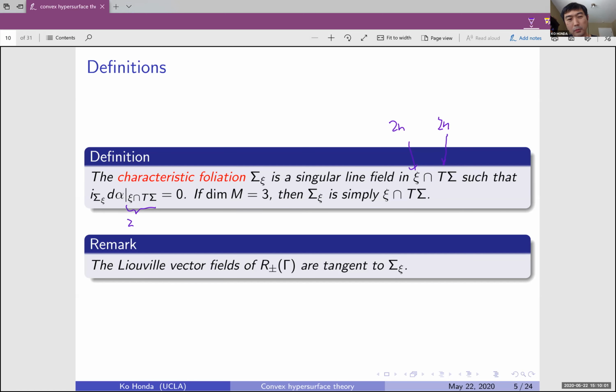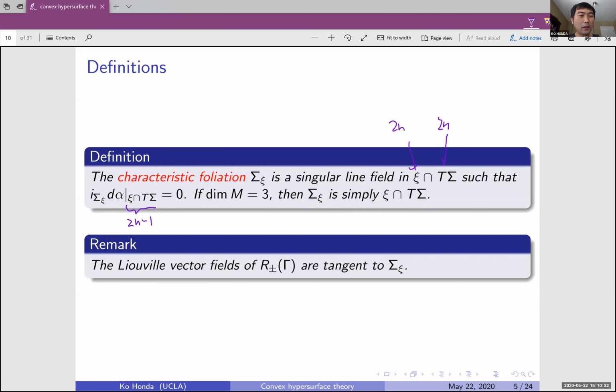Right, generically, it's 2n minus 1 dimensional. And you're interested in d alpha on this 2n minus 1 dimensional plane. Well, if you think about it, d alpha is trying to be as symplectic as possible. So it has maximum rank, and there's one direction, which is the kernel. So the kernel of this d alpha restricted to C minus T sigma is the characteristic foliation. So this is the characteristic direction.